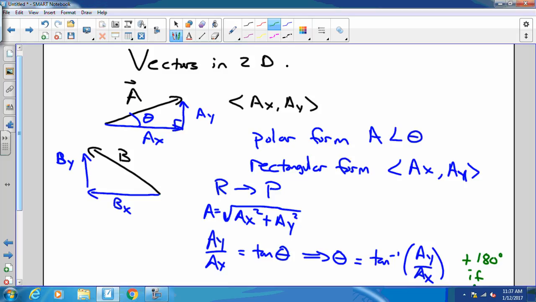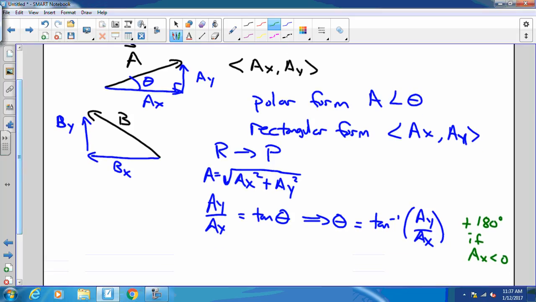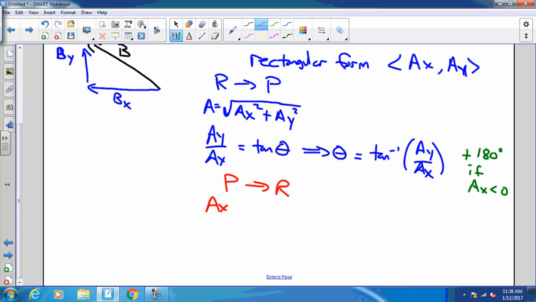So let's take a look at the right triangle to get that explanation here. So first of all, can you see why ay over ax must be tangent theta? Yep. Okay. Now let's do the same logic here for ax by itself. If I need to get from polar into rectangular form, what I am given is a and theta, and I need to get that into x and y components. Then observe that if we divide ax by a, what do I get? The cosine of the angle. Okay. So ax over a is equal to cosine of theta. So ax, therefore, is a cosine theta.